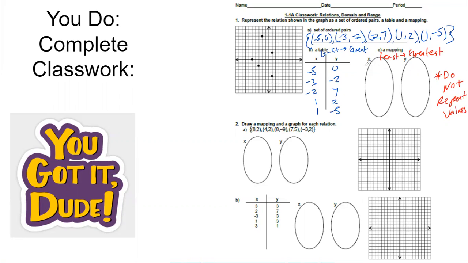All right. So here we go. For our X, our domain is simply -5, -3, -2, and 1. Still with me? Okay. For our range from least to greatest, if I look at the graph, I start at -5, right? So we have -5, then we have -2, then we have 0, then we have 2, and then we have 7.